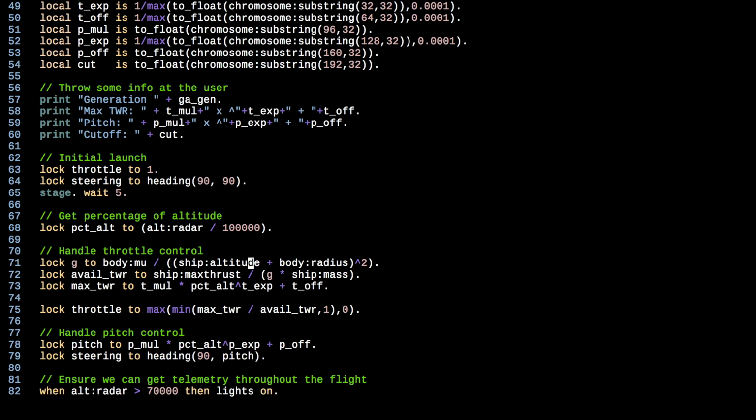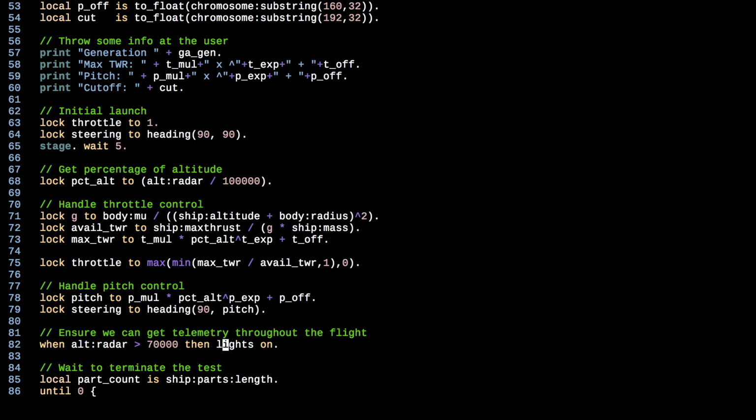And then we're going to handle the throttle control. Now, we've done this in the past. We're basically getting our available thrust to weight ratio. We're calculating our max thrust to weight ratio using that formula of a multiplier times our percentage altitude and exponent plus the offset. And then we're going to lock the throttle to that, but making sure that it is bound between 0 and 1. That's what this min-max is doing. We're going to do the same thing for pitch, multiplier altitude to the exponent plus the offset, and lock the steering to 90 east, but then whatever the pitch should be.